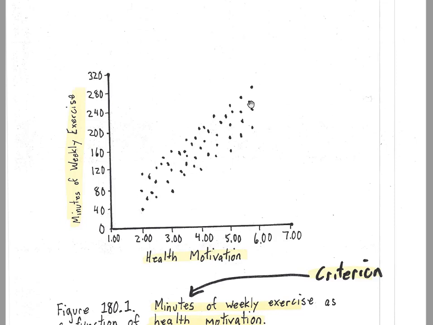Notice it is slanting, it is sloping. As scores on one variable go up, scores on the other variable go up. It would also be okay if it was slanting in the opposite direction, as long as it shows some kind of slant, some kind of slope.